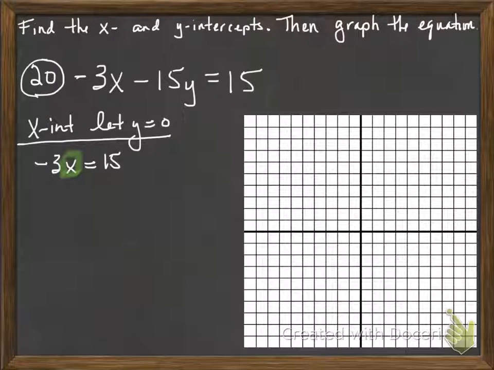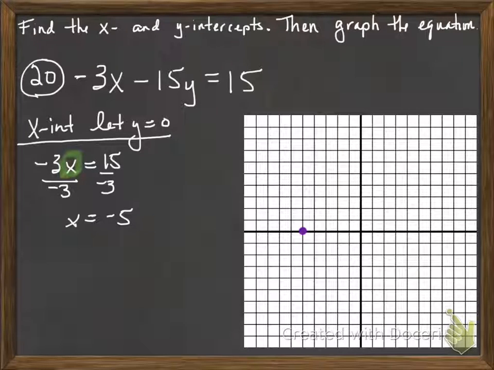Since x is being multiplied by negative 3, we're going to divide both sides by negative 3. And we're going to get an x-intercept of negative 5. So that means we're going to place a point on the x-axis. That's the axis that goes left and right, to the left 5.